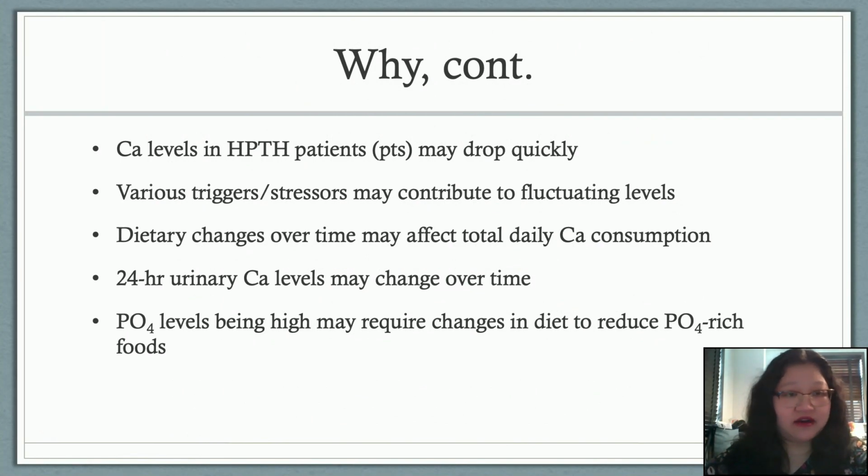So in hypopara, as we all know, calcium levels can drop very quickly because we don't have the ability to secrete the PTH to keep that calcium in tight balance. There's a lot of various triggers and stressors that can contribute to these fluctuating levels. Dietary changes over time can affect the total daily calcium needs. The 24-hour urine calcium levels may change over time. So even if you're good on one check, you still need to check it again over time. And phosphorus levels, if you have high phosphorus levels, then that may require a change in the diet to reduce phosphorus-rich foods.